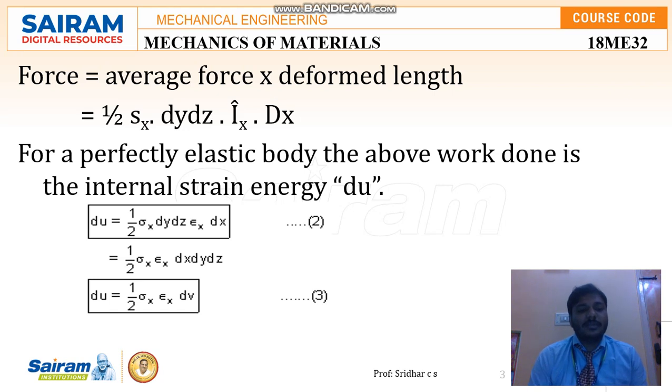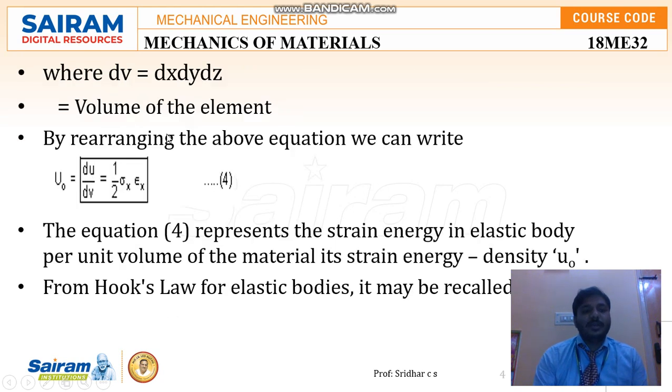So dV is nothing but the volume of all the dx, dy and dz. So dU will be equal to half into sigma x into epsilon x into dV. Instead of dx, dy, dz we have written dV, where dV will be equal to dx, dy, dz, and where V is nothing but a particular volume of that uniaxial loading element, which we have taken in the earlier uniaxial element.